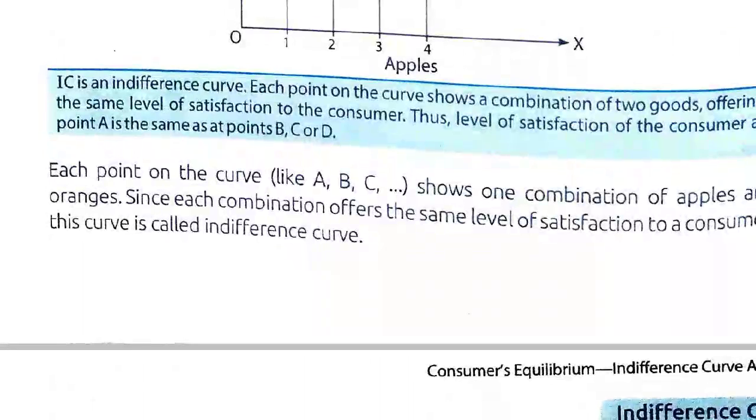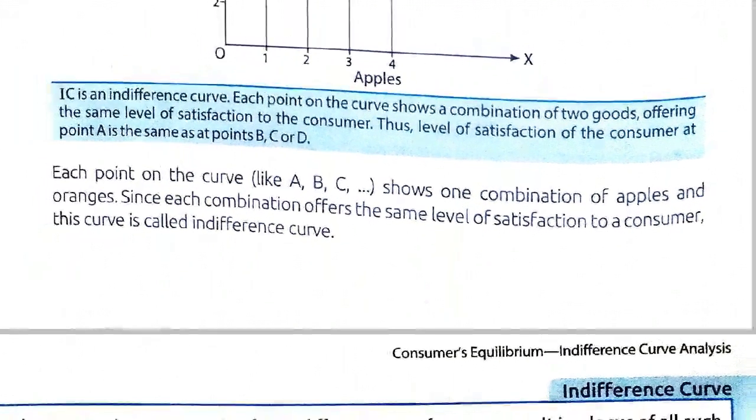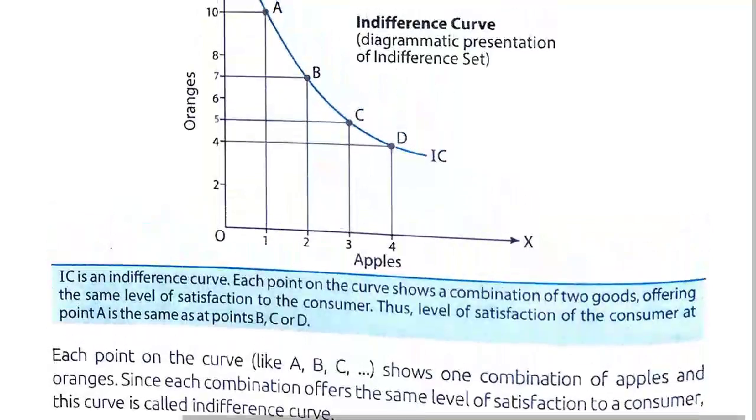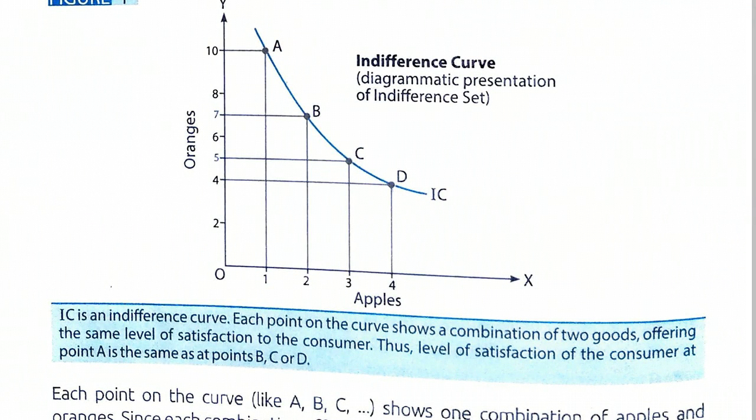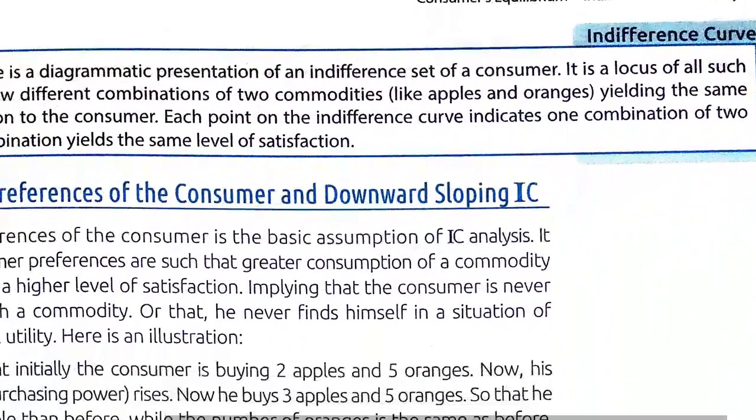Each point on this curve, A, B, C or D, shows a combination of apples and oranges, and all these are having the same level of satisfaction. So this indifference curve shows the same level of satisfaction at each point. So every point on that indifference curve has the same level of satisfaction for the consumer.